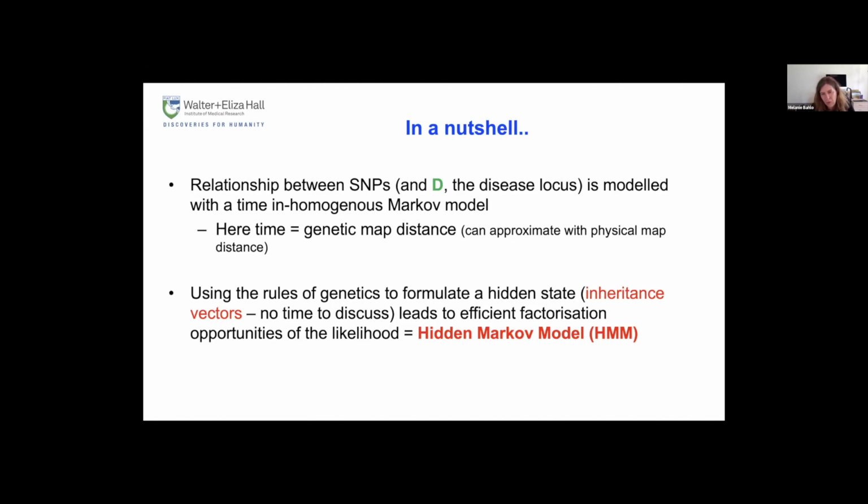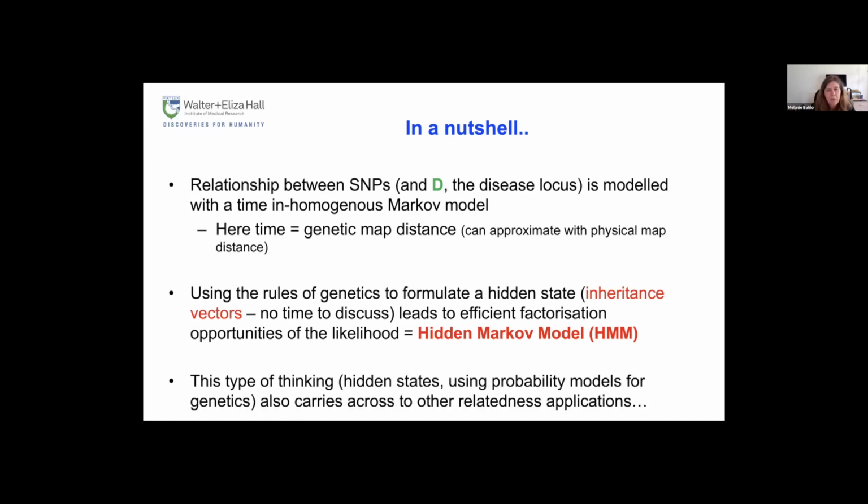Hidden refers to the hiddenness of the actual underlying recombination events, and hence the inheritance states at different loci in the probability model. And it's a Markov model because we're modeling the relationship between SNPs with this time inhomogeneous Markov model. But this type of thinking, which I've just described to you in the linkage setup, which is a beautiful, elegant model, well known, very old now, carries across to all sorts of other probability models in genetics and across to other relatedness applications.